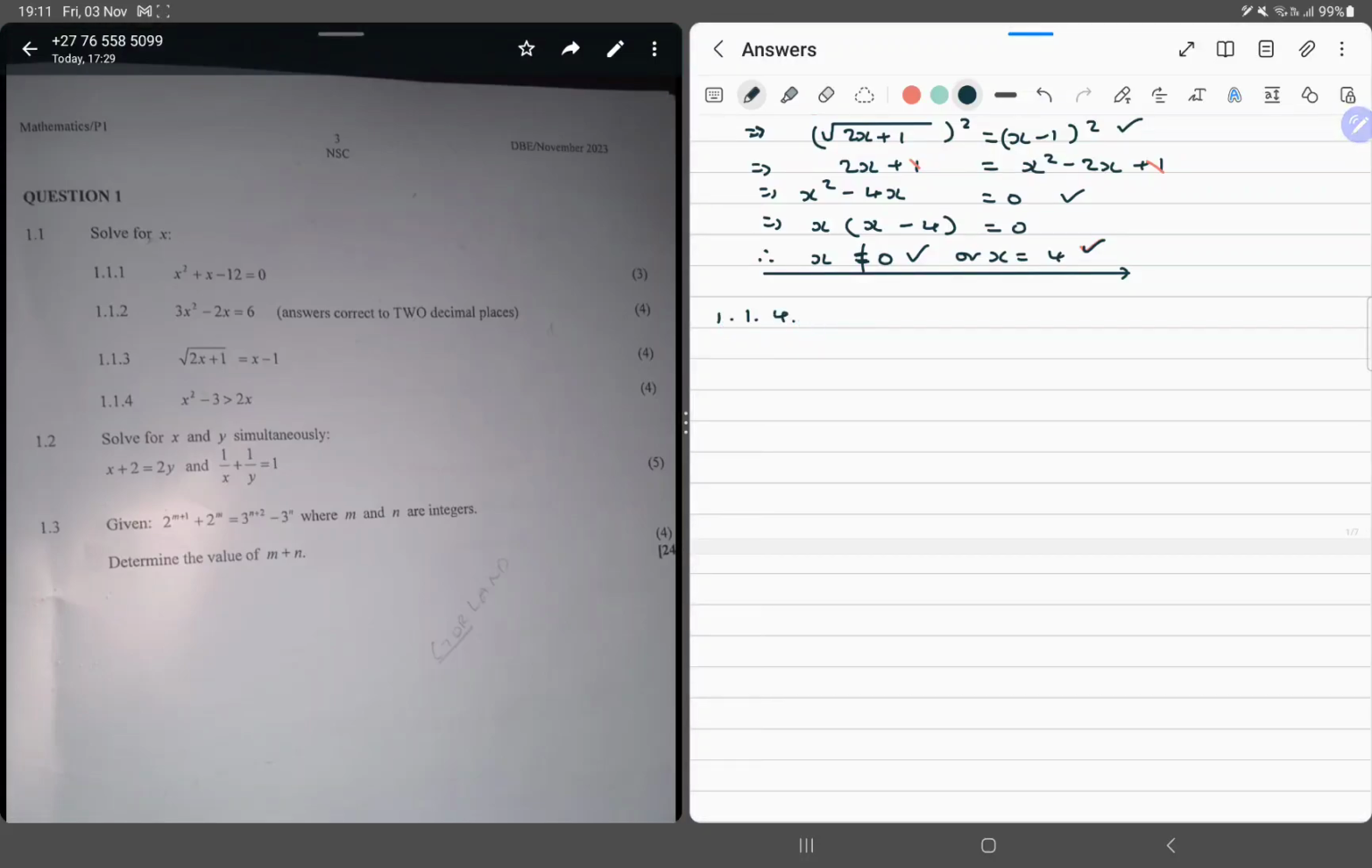1.1.4. We've got x squared minus 3 is greater than 2x. Again, we can see we've got a quadratic inequality not in standard form. So we can't solve a quadratic when it's not in standard form, at least for inequalities. So it's going to be x squared minus 2x minus 3 greater than 0, when we transpose.